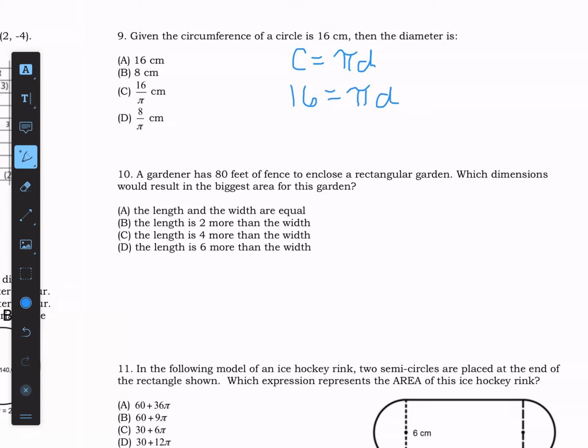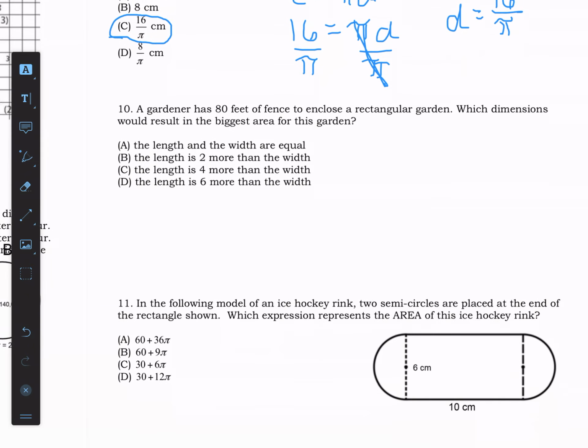So in order to get the diameter by itself on the right side, we need to get rid of the pi. And the way we're going to do that is we're going to divide both sides by pi. Okay, and now d is all by itself. So the diameter is equal to 16 divided by pi, which, if you look carefully, is answer choice 3. Okay?